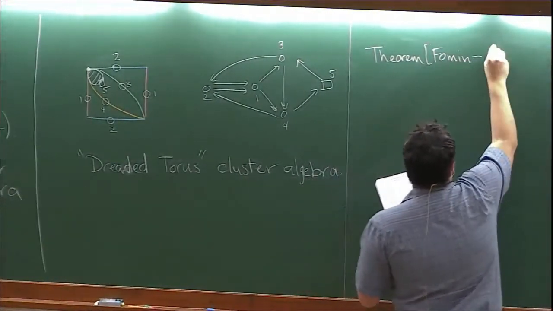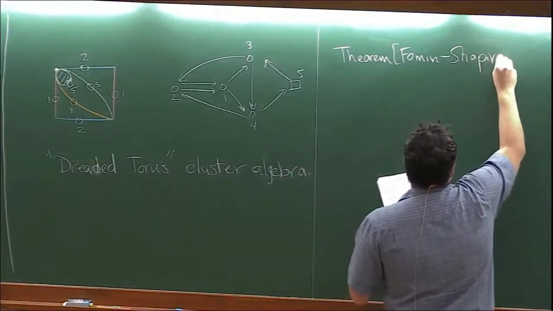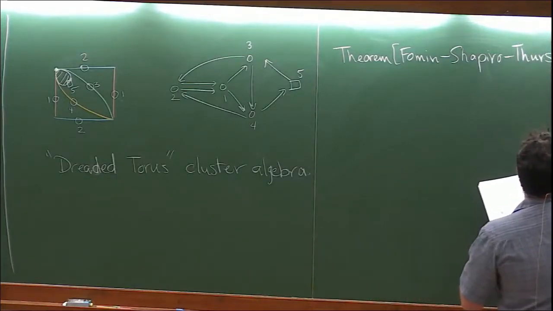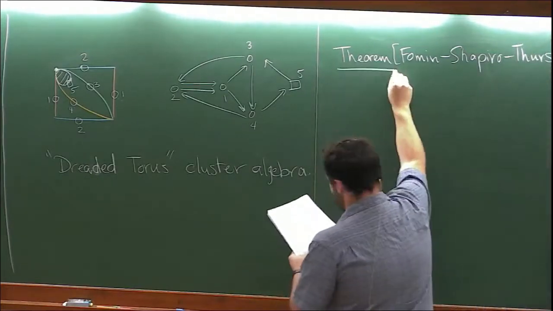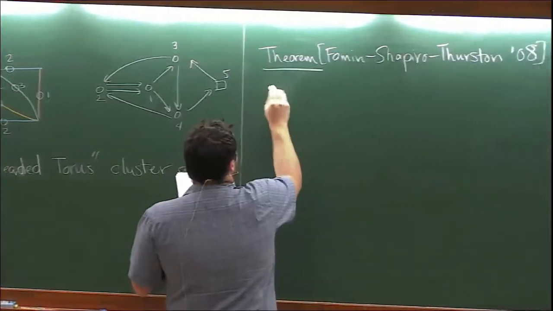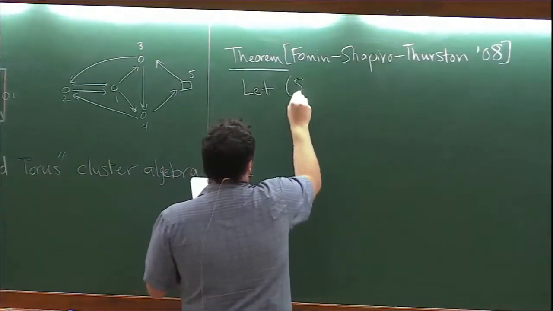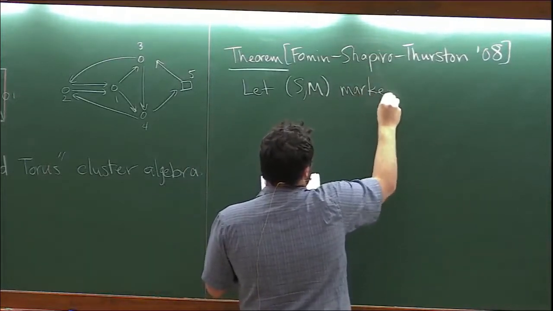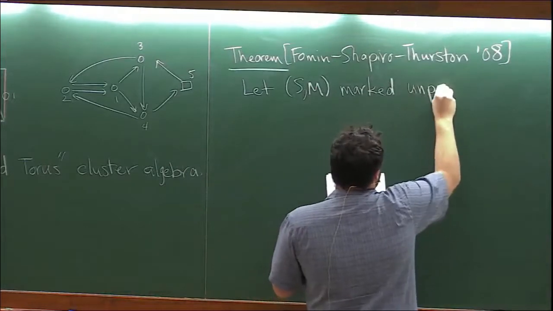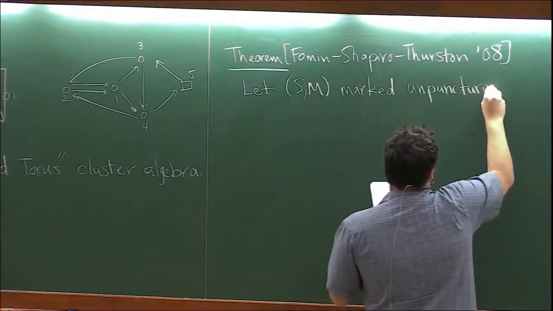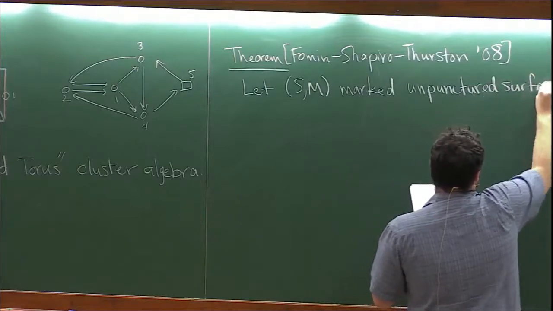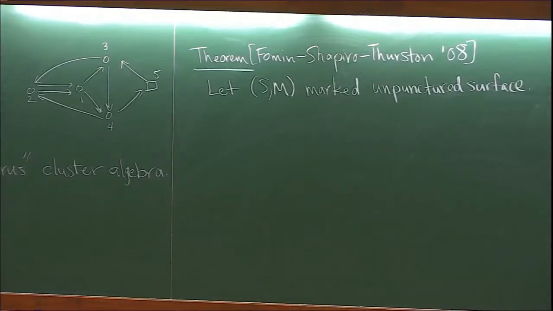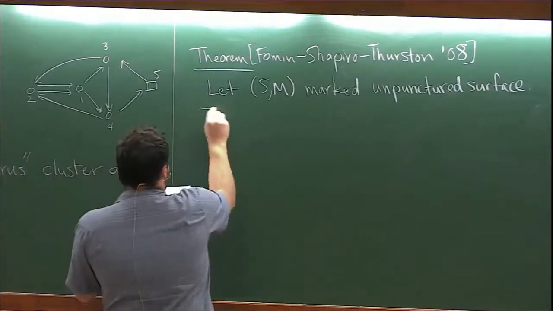by Fomin-Shapiro and Thurston from 2008. So it says, if you have a marked surface, unpunctured surface, then you have a bunch of bijections that John mentioned. Okay? So there are bijections.